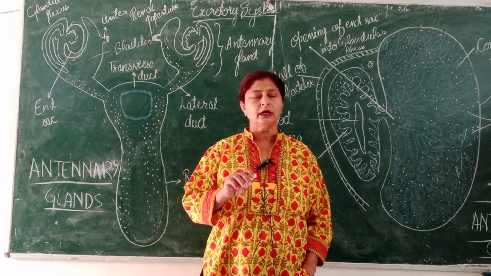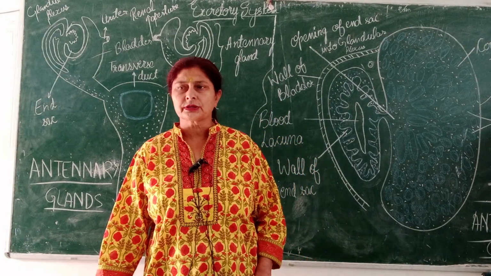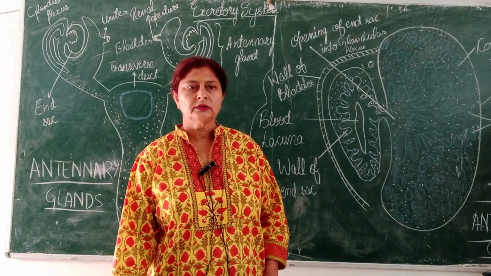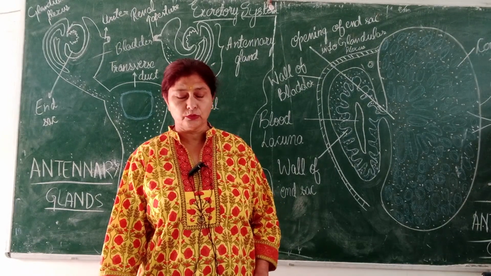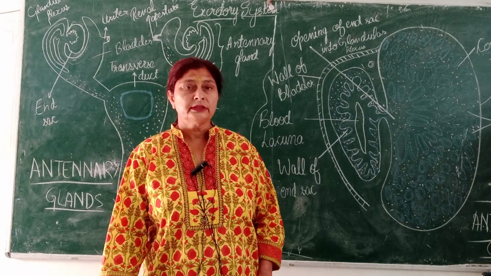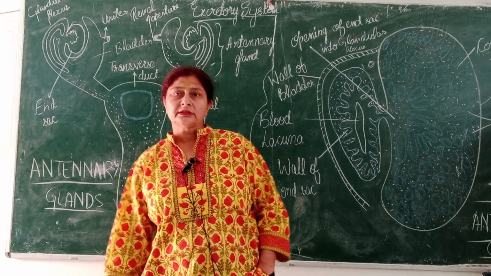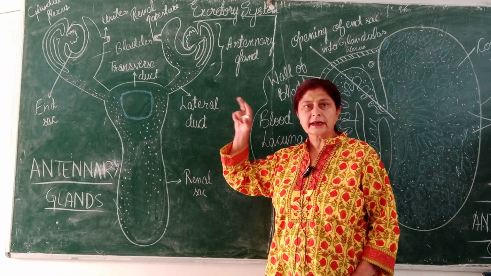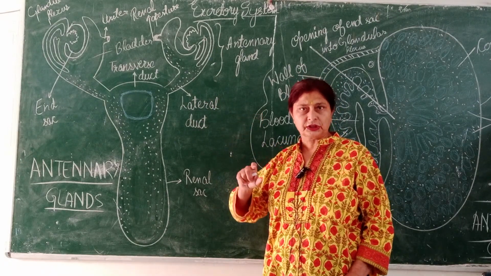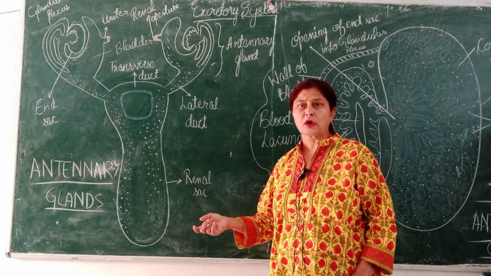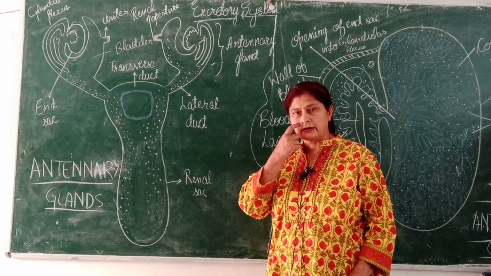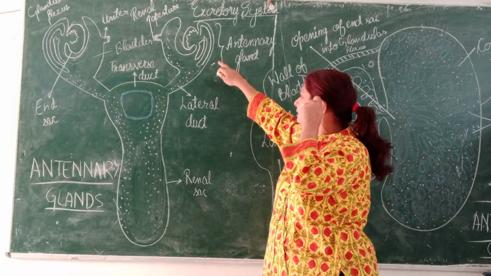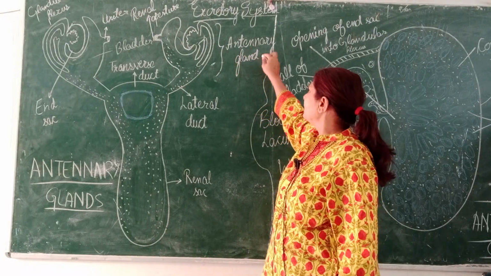Today we will do the excretory system. Excretory system of the Palaemon. This is the last slide for this chapter. The excretory system again has two parts: one is structure, and the other is the physiology part, how they work. The structure consists of the antennary gland.